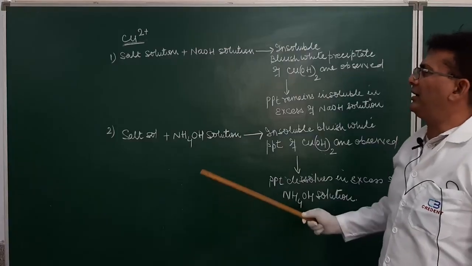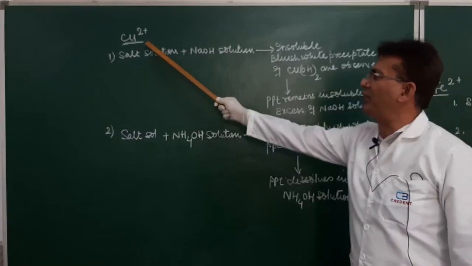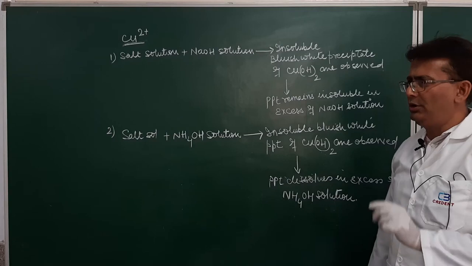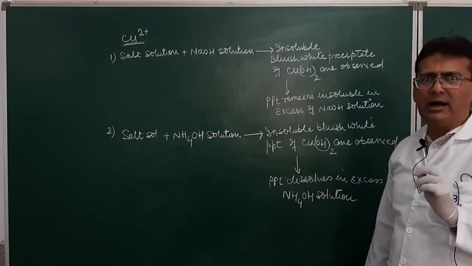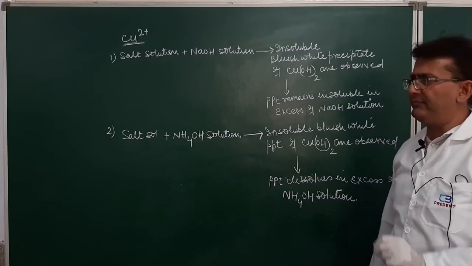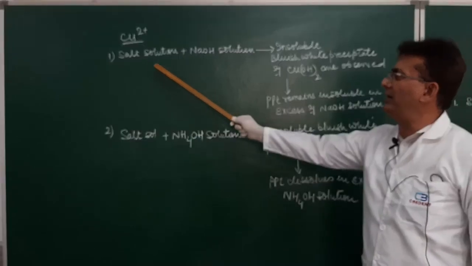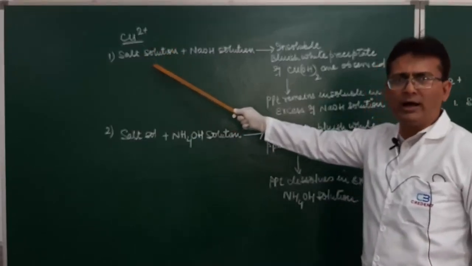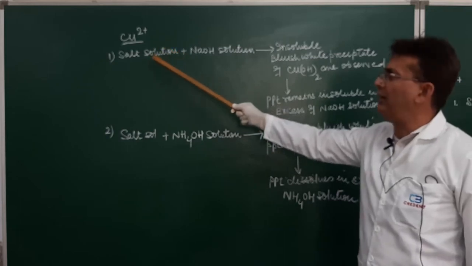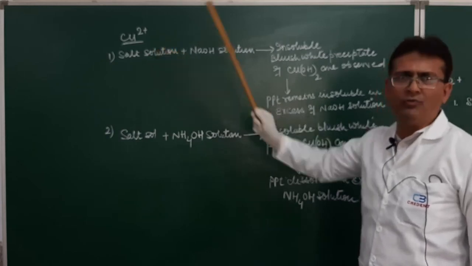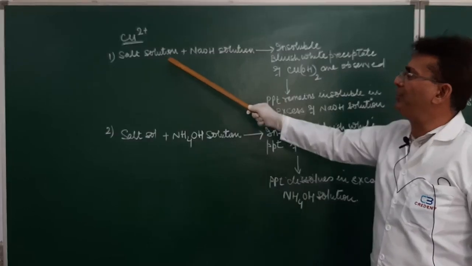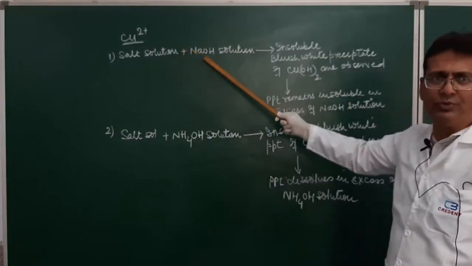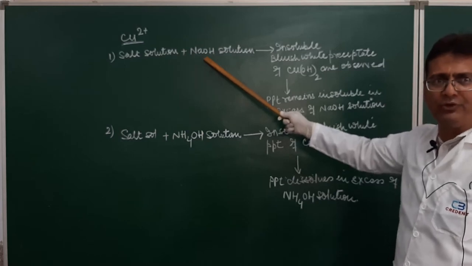Now the third colored ion which we have to identify is a cupric ion. As we all know, the cupric salts are blue in color. So what will we be doing over here? Again we will prepare a salt solution of a cupric ion. How? By dissolving cupric sulfate in water. To the cupric salt solution, in the first test tube, we add sodium hydroxide solution.